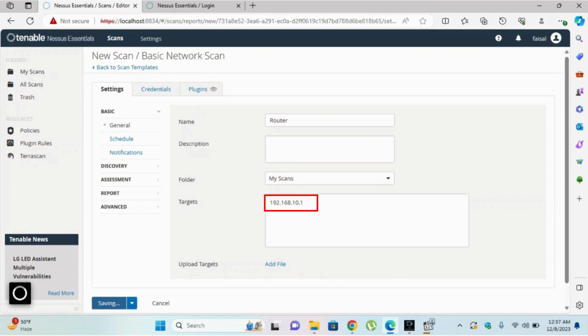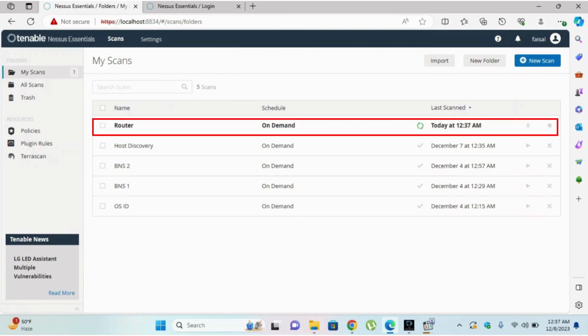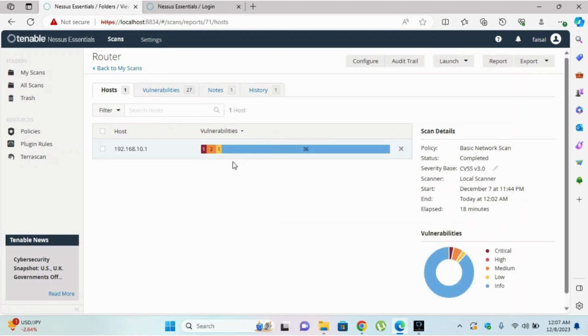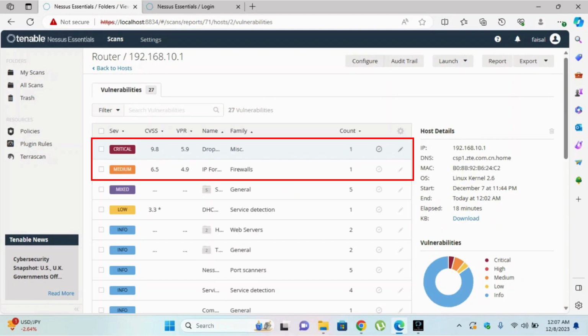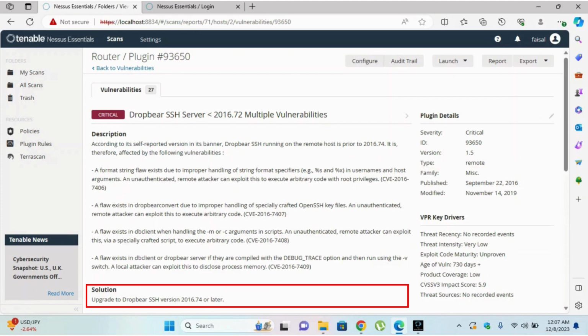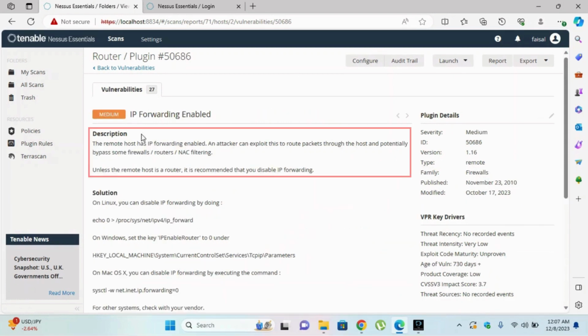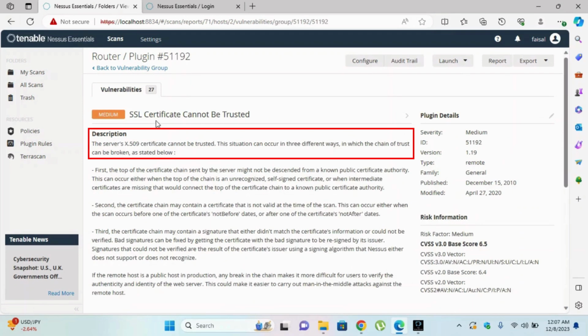For the third scan, we will perform a basic network scan of the network router. For this, the IP of the router is given. After completion of the scan, the list of all detected vulnerabilities of the router is shown. These include an outdated version of the Dropbear SSH server, IP forwarding is enabled, and the SSL certificate cannot be trusted.